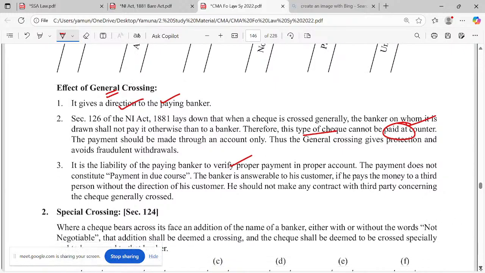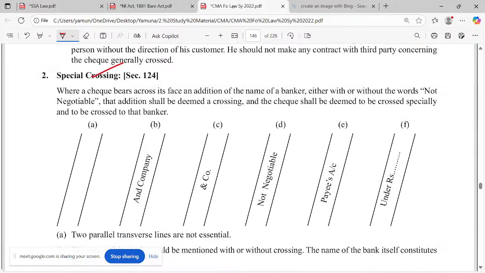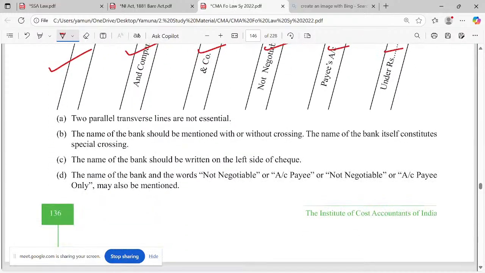They will go for Section 124 with respect to special crossing. Special crossing: you cross it in addition to the name of the banker, either with or without words. More or less, you'll have two parallel lines, more or less the same thing only, and the check shall be deemed to be crossed specially to that banker. If it goes through the banker, it is treated as special crossing. So it's more or less the same thing only. Okay. So you'll have "not negotiable", "account payee", or "account payee only", whatever it is.